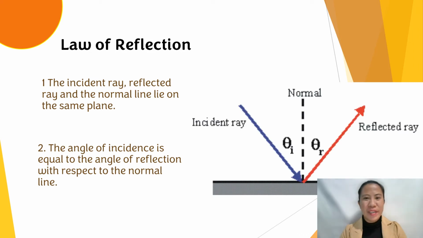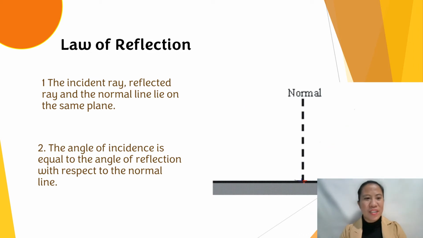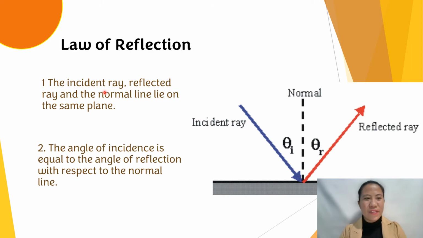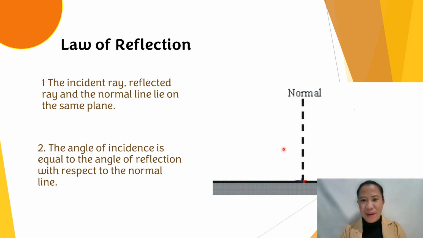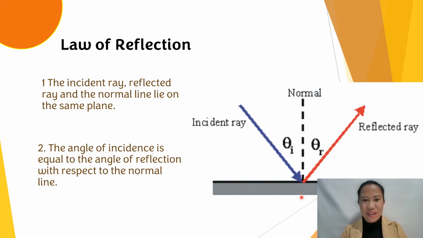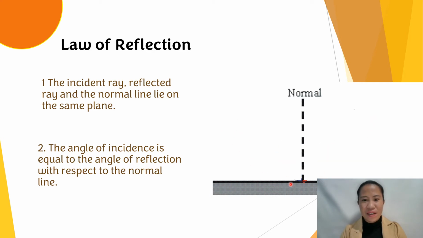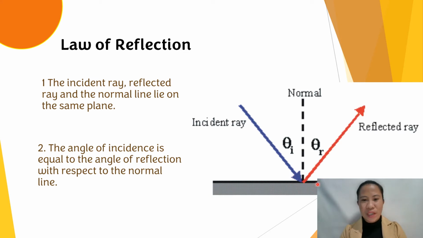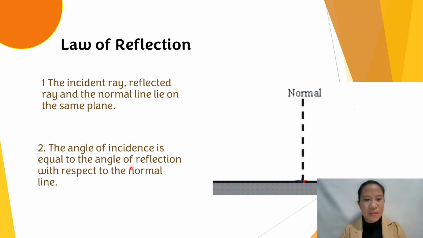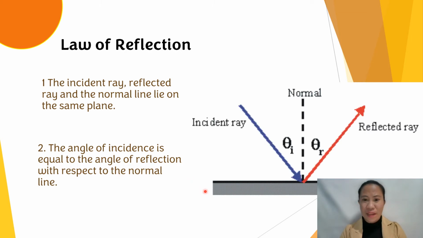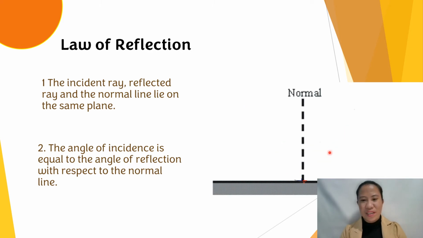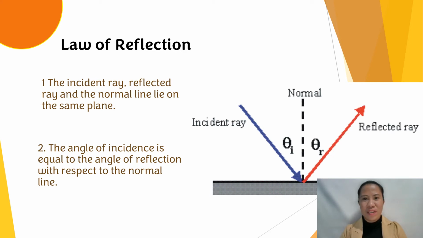From that demonstration, we learned two things. The law of reflection states that first, the incident ray, reflected ray, and the normal line lie on the same plane. So here it is. This is the normal line, this is the incident ray, and this is the reflected ray. They all meet at a point we call the point of reflection. Second, the angle of incidence is equal to the angle of reflection with respect to the normal line. So the angle of incidence here is equal to the angle of reflection. That's according to the law of reflection.